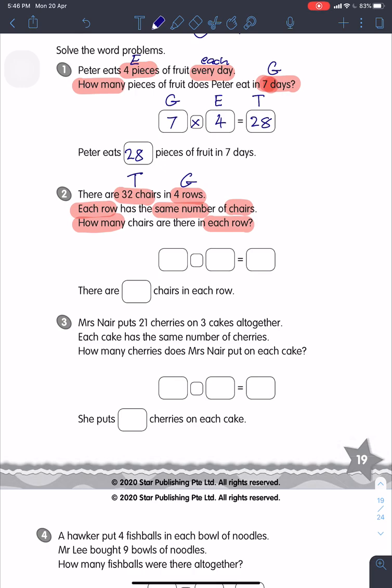Each row has the same number, same meaning equal. And how many chairs are there in each row? So we need to find out how many are there in each row. So again, we start with the total. We know we are doing a division. 32 divided by 4 gives you 8. There are 8 chairs in each row.